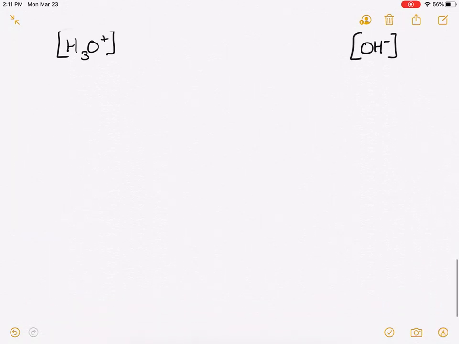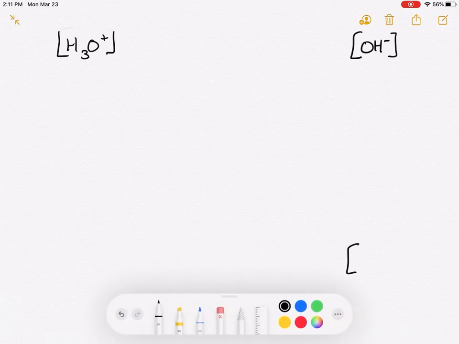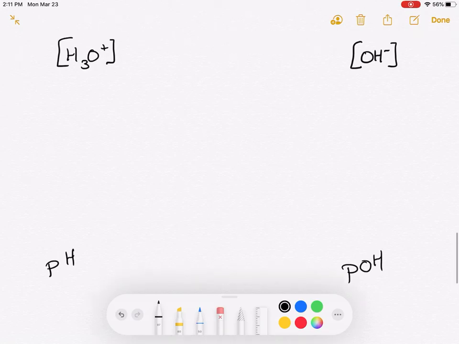concentration of our H3O plus in this corner, concentration of our OH minus in this corner. And then if I draw down here, I've got my pOH, and over here I've got my pH. So let's see how these all relate to one another in one big thing. So remember at the very beginning we found the Kw. So let's try a different color here. Kw we said equals the concentration of H3O plus times the concentration of OH minus.